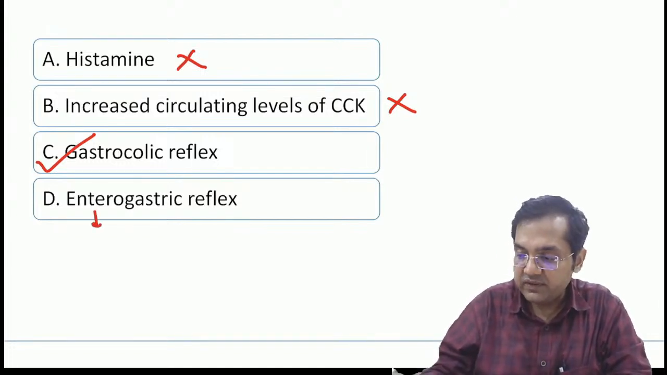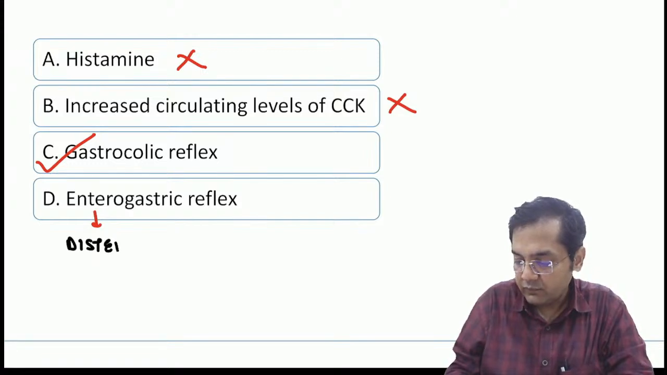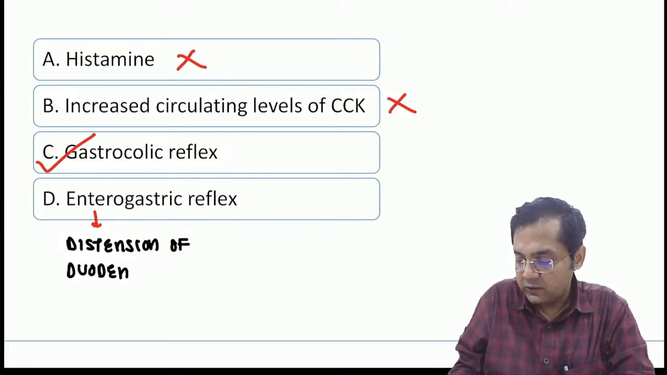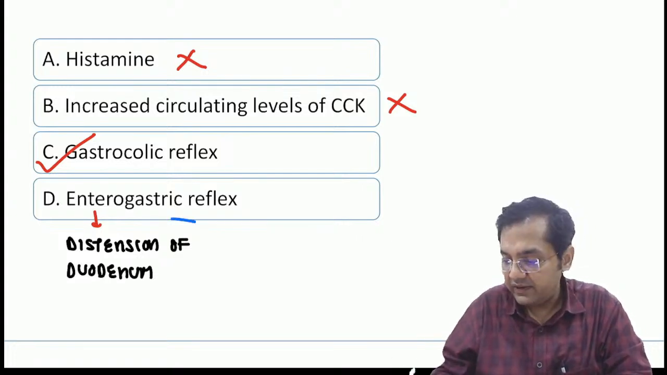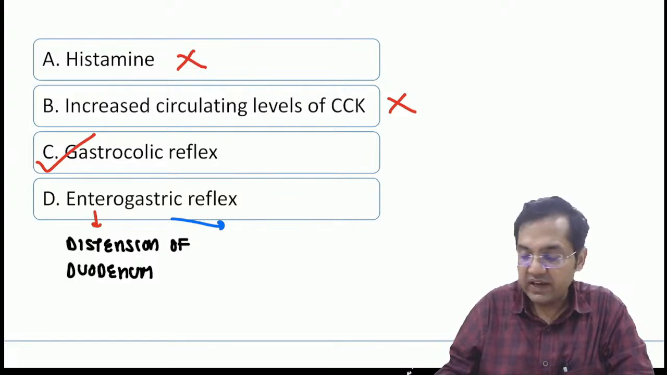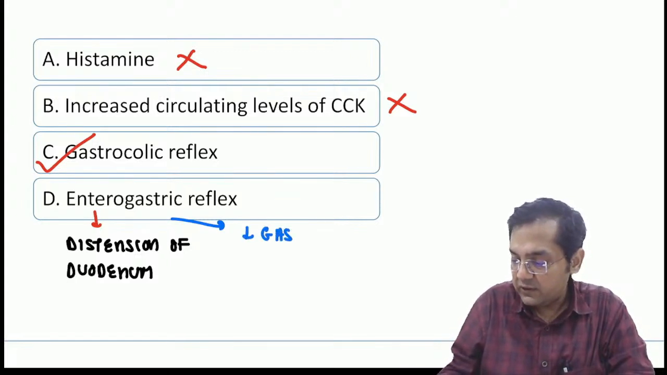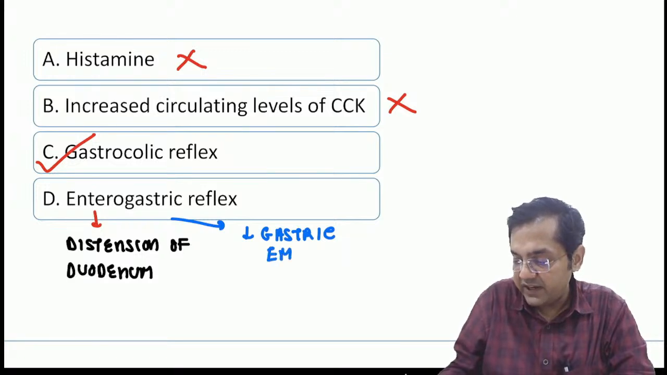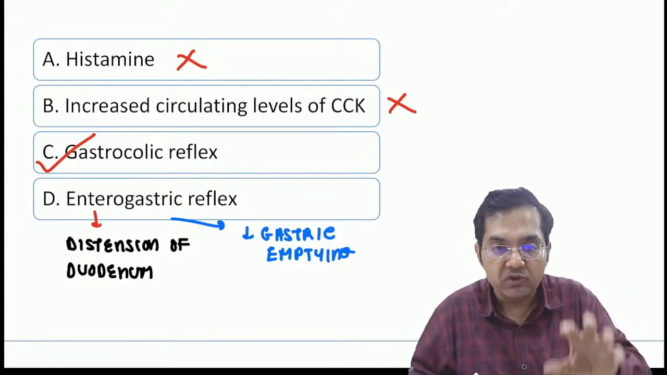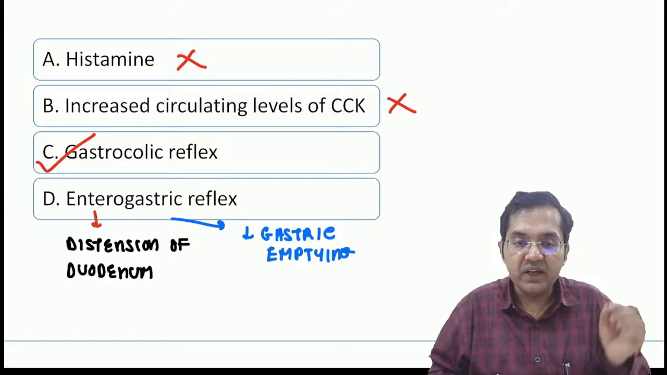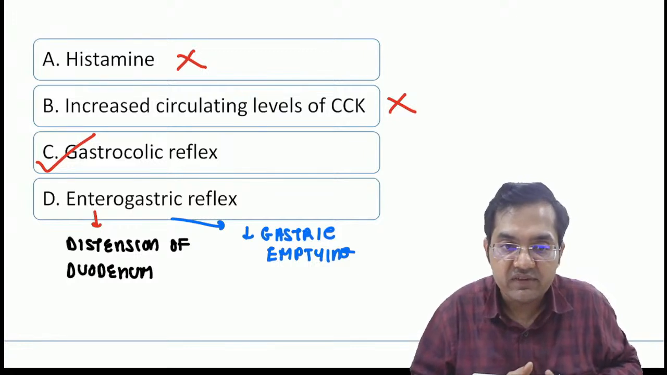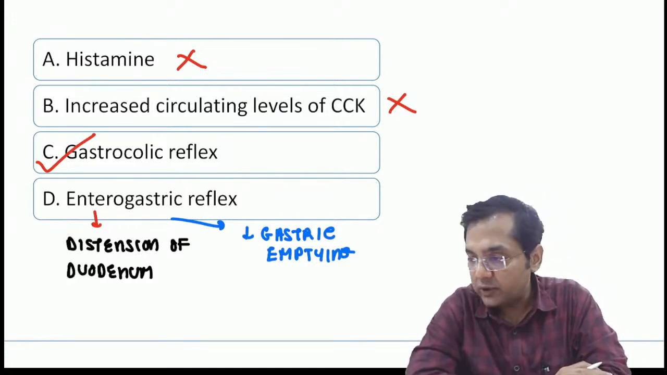Entero: stimulus is distension of the duodenum. Gastric is decrease in gastric emptying. That means whenever you have lot of food in the duodenum, naturally you will not push more food from the stomach into duodenum. That means you will decrease the gastric emptying because already I am having lot of food in the duodenum. That is distension of duodenum, right? Another very important one. Yes, Kishore Hegde, absolutely correct.